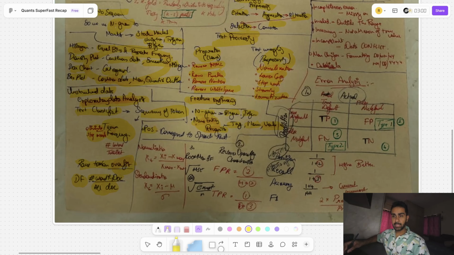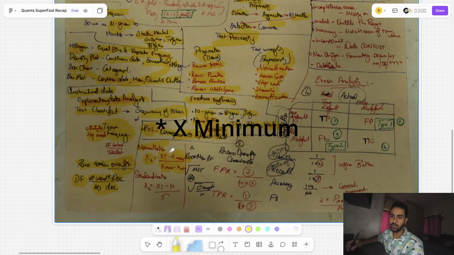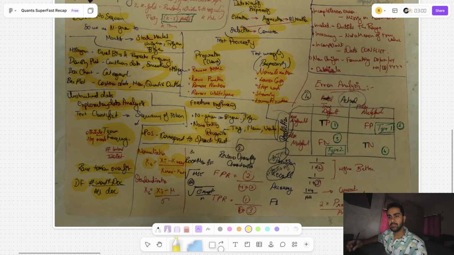Then comes POS, meaning parts of speech: what does the word in the document describe, corresponding to the part of speech. Over here, normalization is basically the xi term minus the x minimum, divided by x maximum minus x minimum. You have to keep this in mind. Then standardization is xi minus mu, the mean, that is, xi minus mean divided by the standard deviation. You have to keep this in mind.